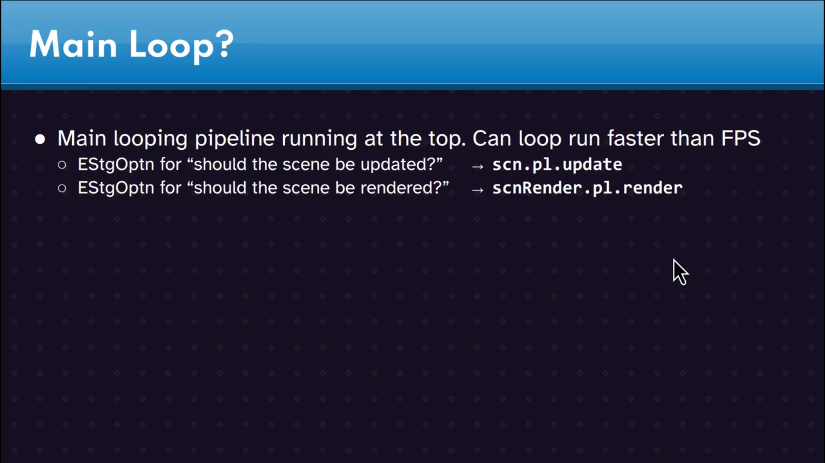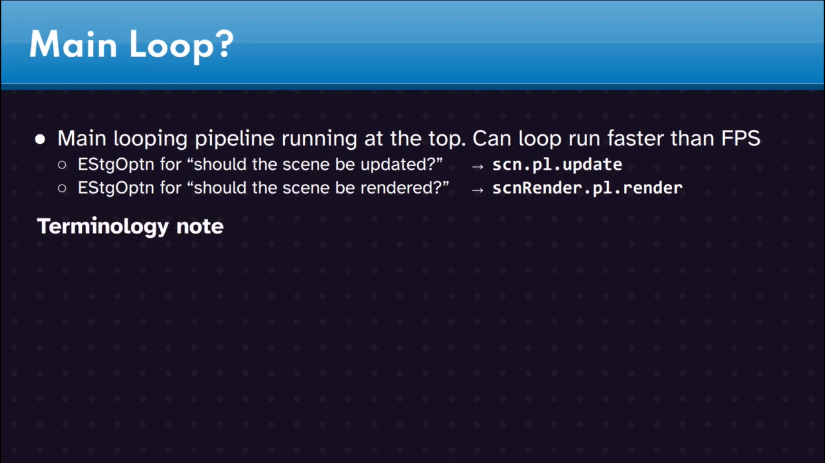Or we can do something where we only loop if we need to, and if there's nothing to do, we just don't do anything. But either way, that's kind of like the main update structure at the top.